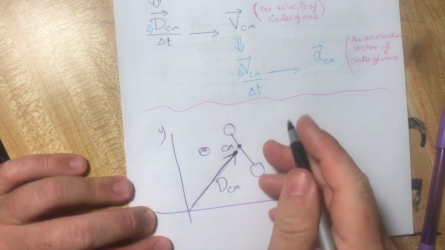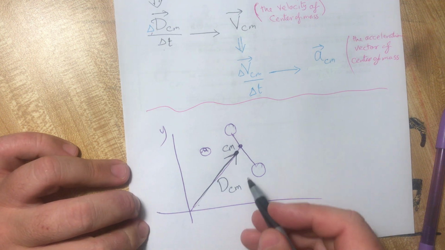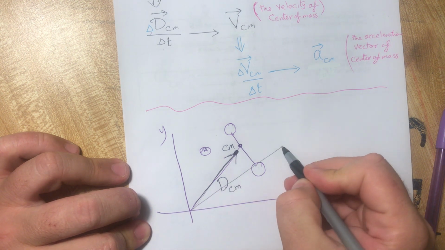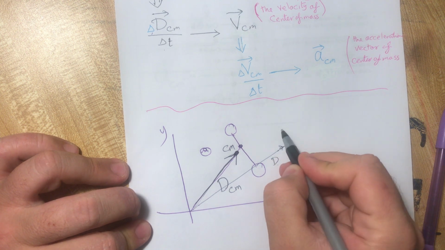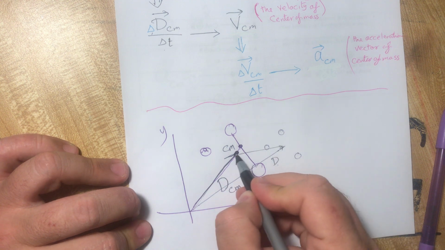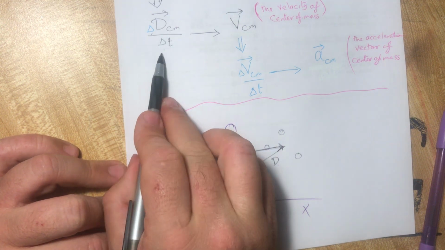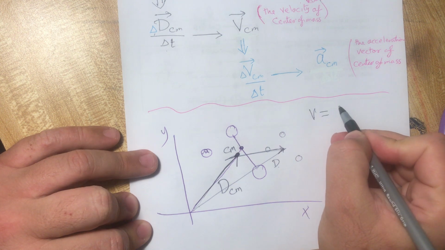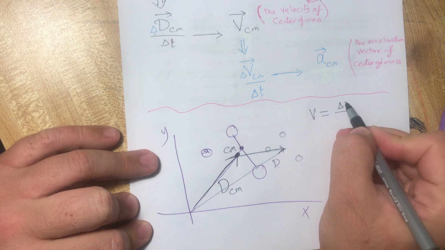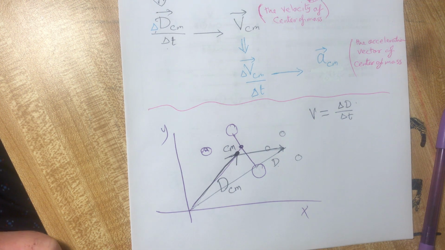If all of these bodies are moving during a time, then this d will change from position 1 to position 2. Then we have another d for the three bodies. The change in position divided by the change in time will give us the velocity. We know that velocity is equal to delta d over delta t, where d is the position. So we can find the velocity of the center of mass.